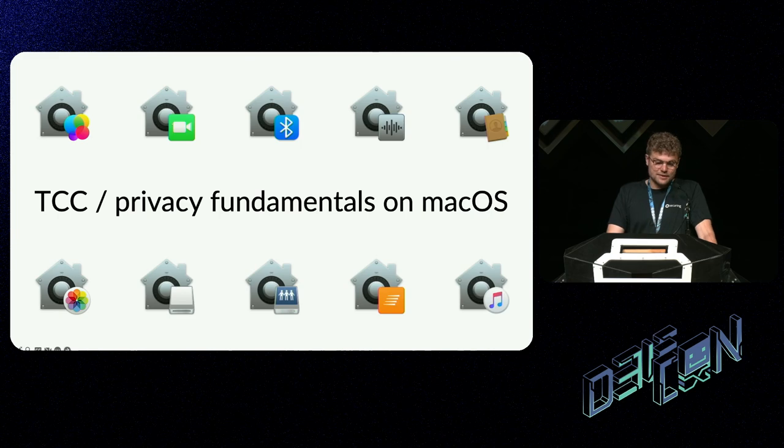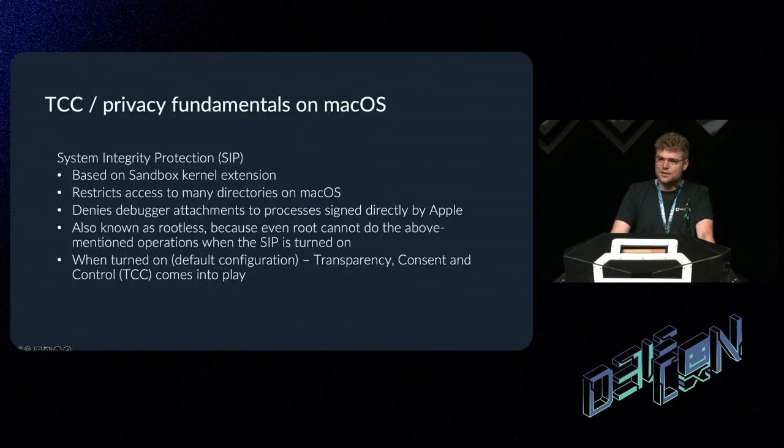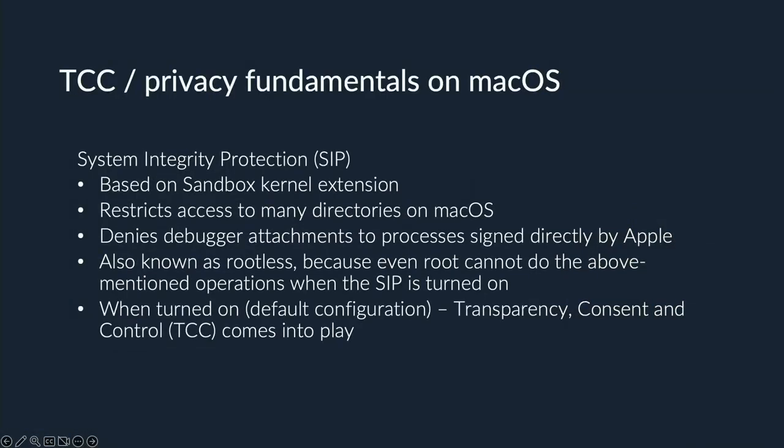So let's start with TCC and privacy fundamentals. Yesterday, you could hear about SIP from JBO and two other friends from Microsoft, but let me quickly introduce System Integrity Protection for those who are not familiar. System Integrity Protection is a mechanism that is turned on by default on every macOS. On macOS, even if you have root permissions, you are not a god; you cannot do everything you want with your machine because SIP will prevent you from modifying some crucial operating system parts. For example, even if you are root, you cannot debug Apple signed processes or processes with hardened runtime. Or, for example, you cannot modify some files and directories that are part of macOS.